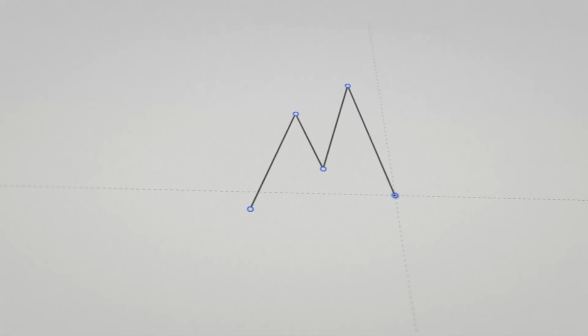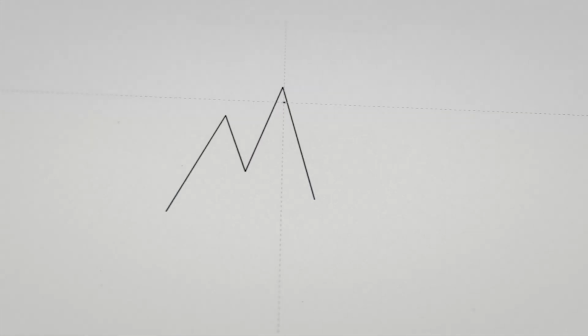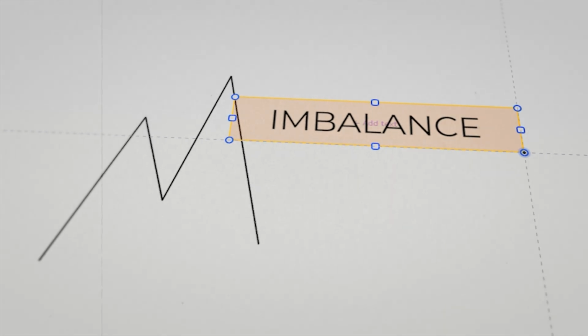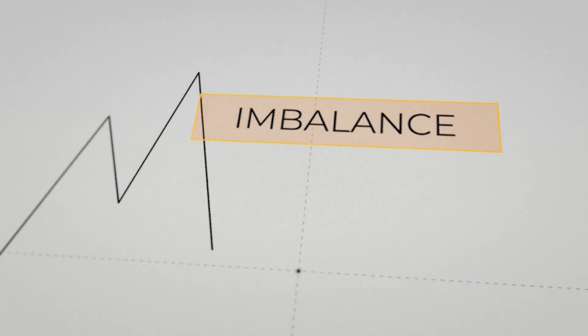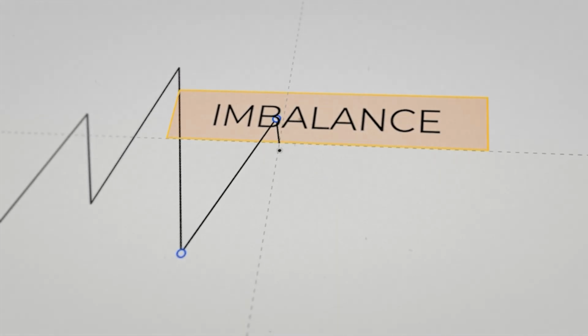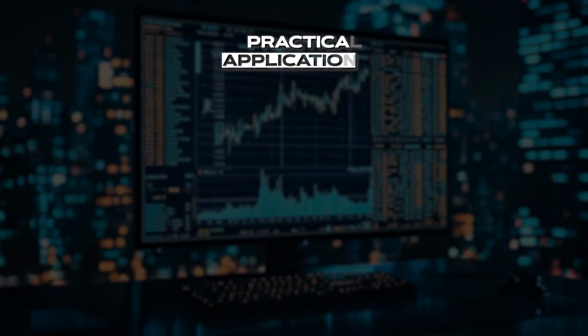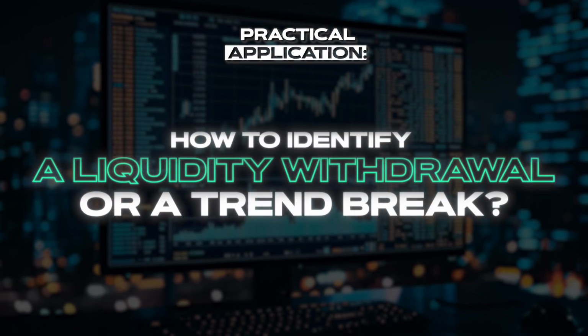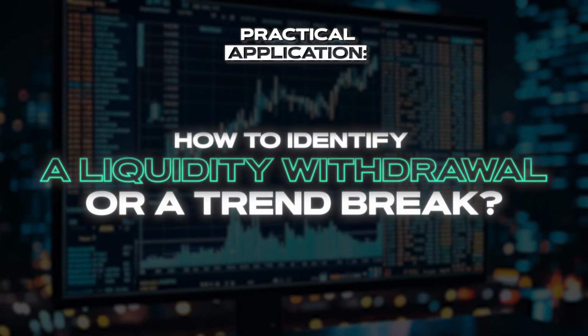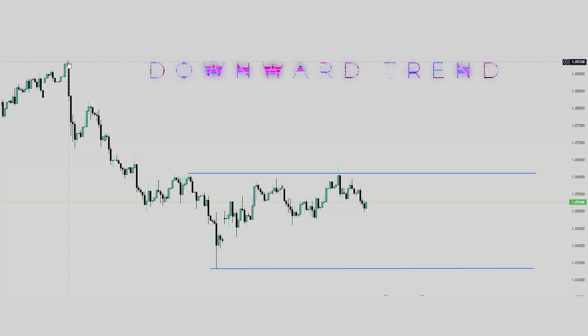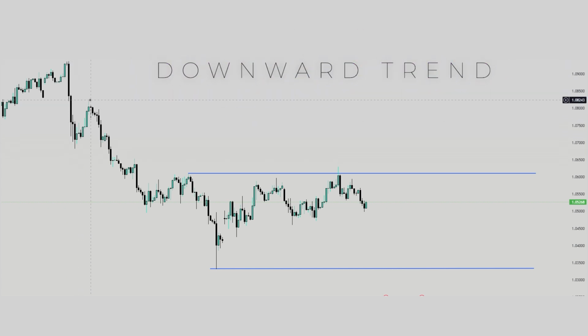If the price is in a zone of interest, for example, in the area of an order block or imbalance area on the higher time frame, and we see that there is a change of structure, this is a signal of a possible trend break. Practical application. How to identify a liquidity withdrawal or a trend break. In order to use this knowledge in your trading, you need to follow a step-by-step analysis algorithm.